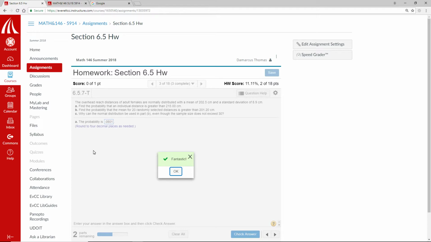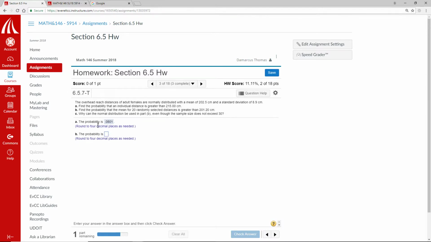Got it. All right. So the next part is find the probability that the mean of 20 randomly selected distances is greater than 201.20.